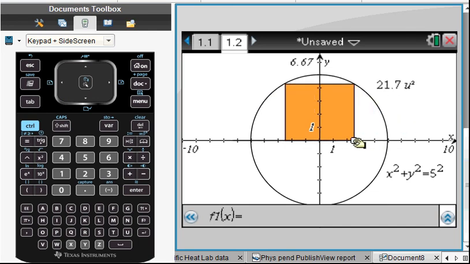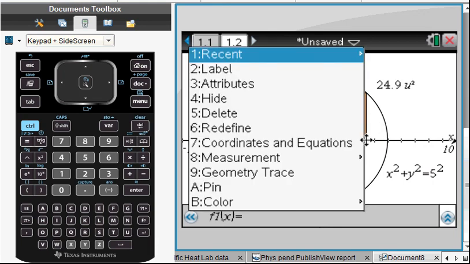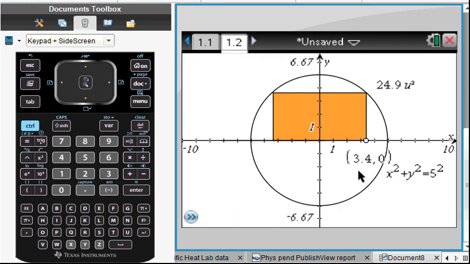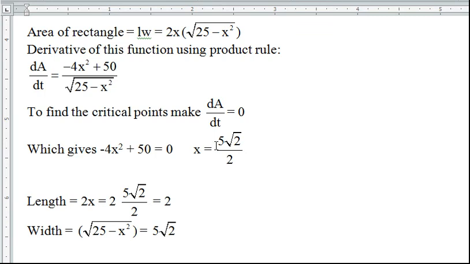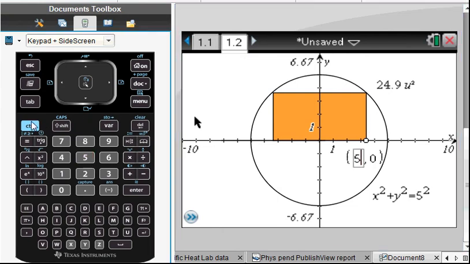The question at hand is, what are the dimensions? Technically, what is the length? So let's get this point. Let's find the coordinate and equation of that point, 3.4, and we already know that the answer quite exactly is, as we were just looking at before, 5 square root of 2 over 2. So we could type in here a 5, the square root of 2, divided by 2.